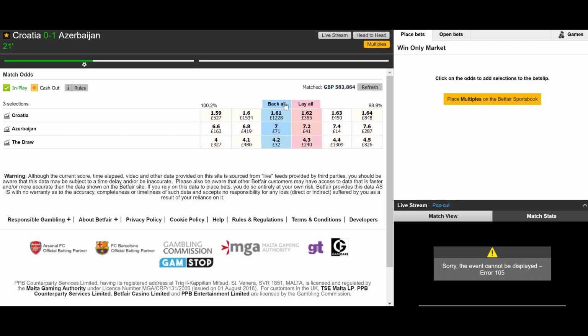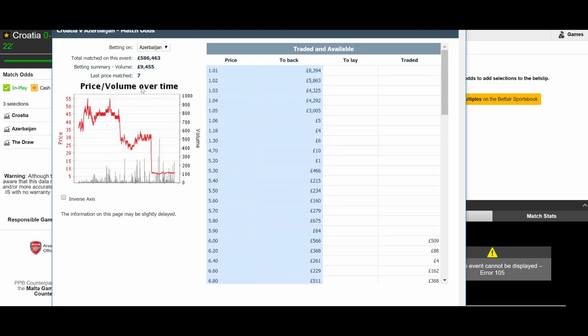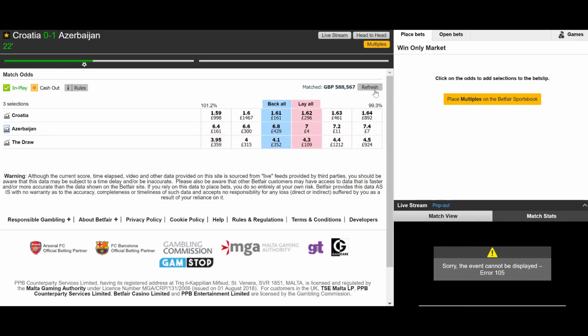But you have to look at the odds that we'd potentially be laying at. Azerbaijan, even though they lead by a goal, are still priced at 7. Let me just bring up the chart to show you the starting price, which I believe was around 30 to 1 to start this match. Croatia very, very short in this.